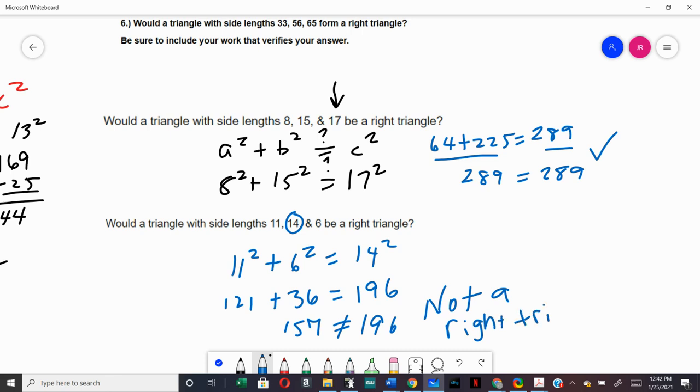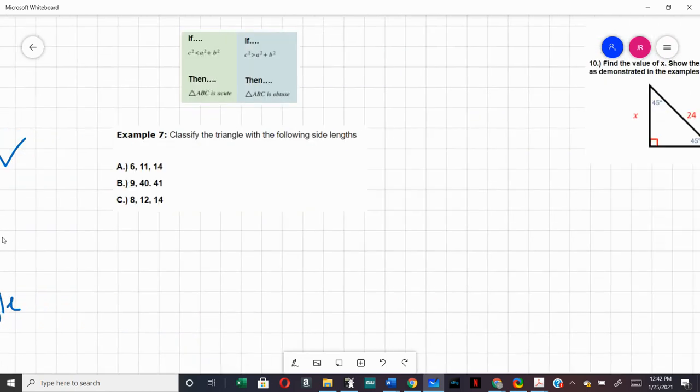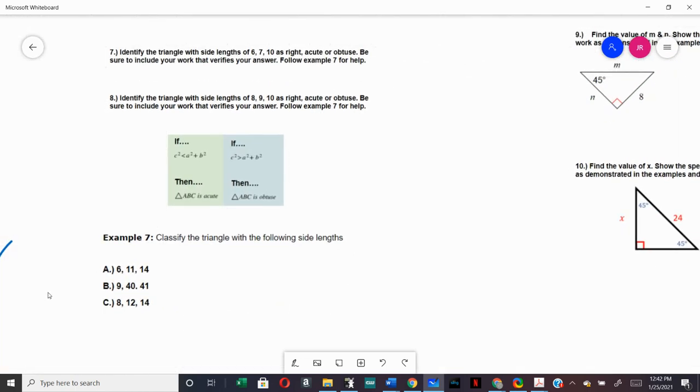So that's how you're going to do numbers 5 and 6. Just follow those processes. If they happen to equal, then yes, it is a right triangle. If they do not equal, no, it is not a right triangle.